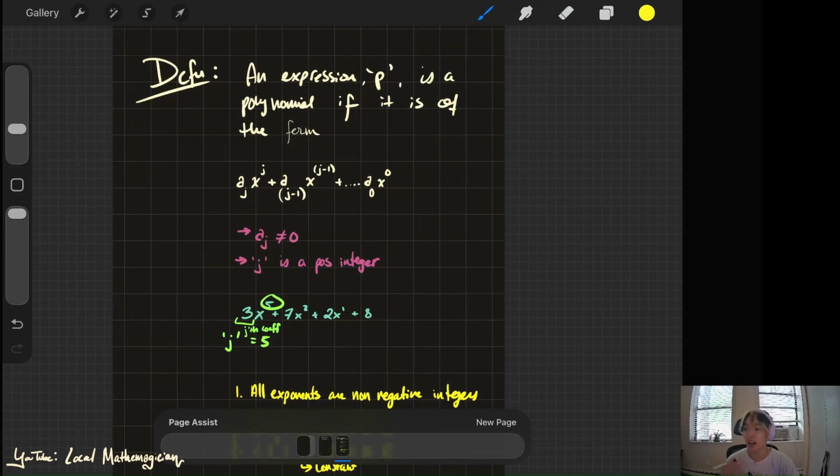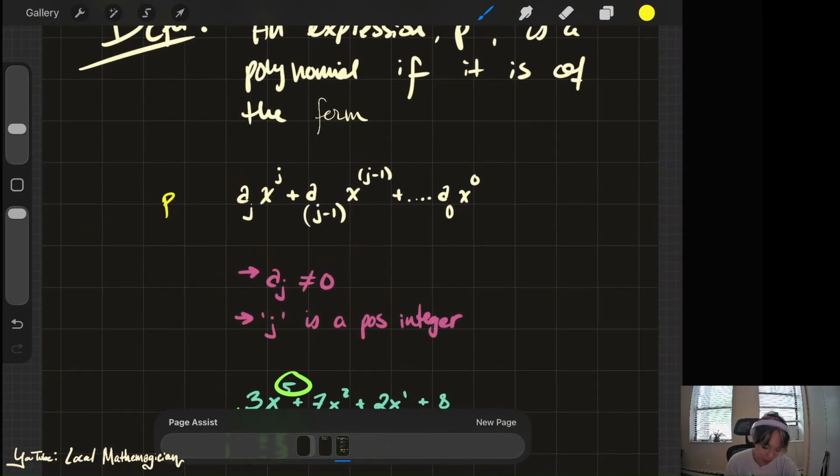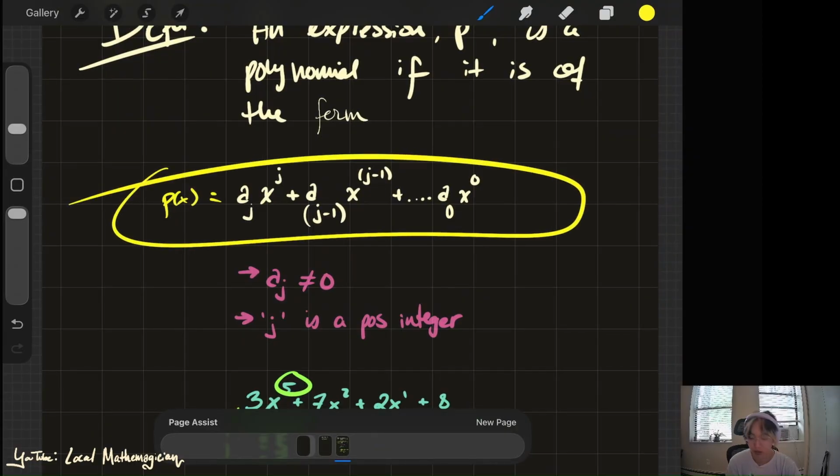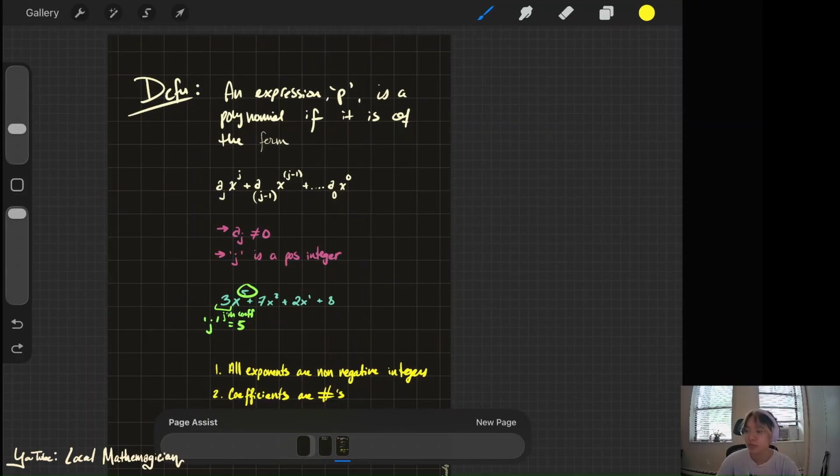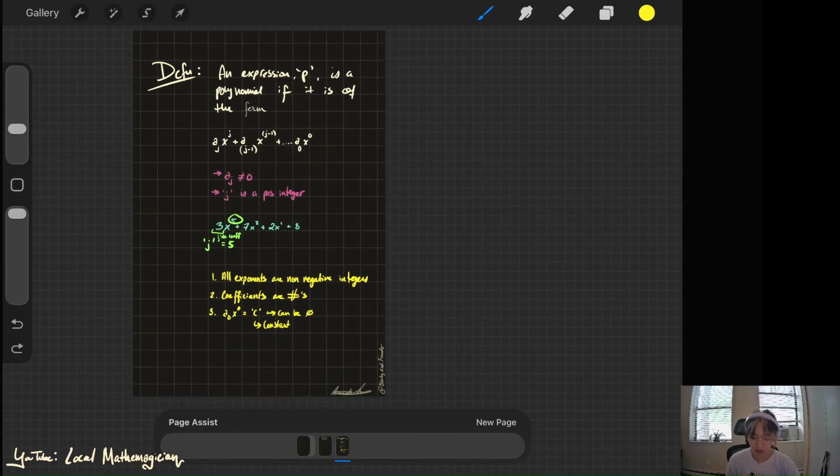And of course you can have an equation be a polynomial, right? Like you can say, oh, p of x is equal to this guy. Or a function can be a polynomial function, so on and so forth. So let's talk about, in detail, the different parts of a polynomial.